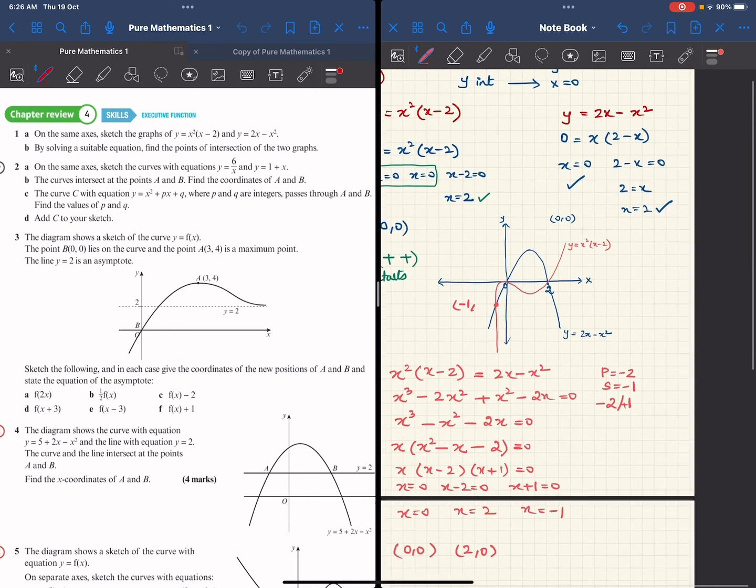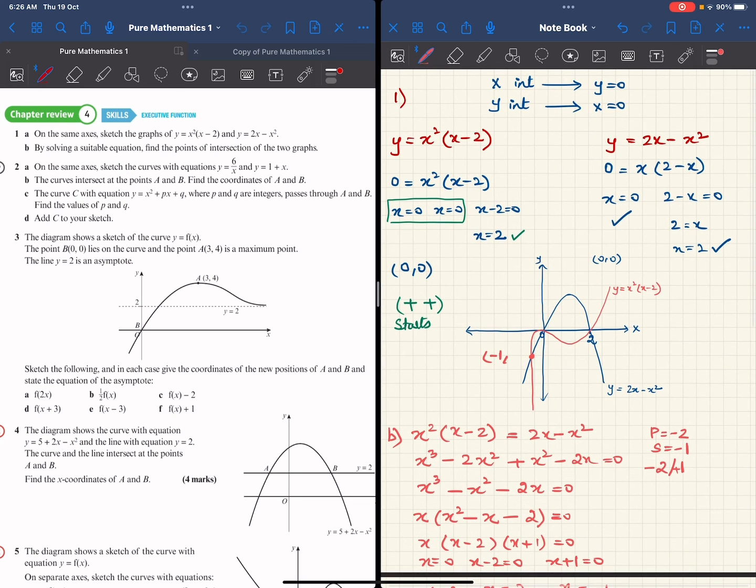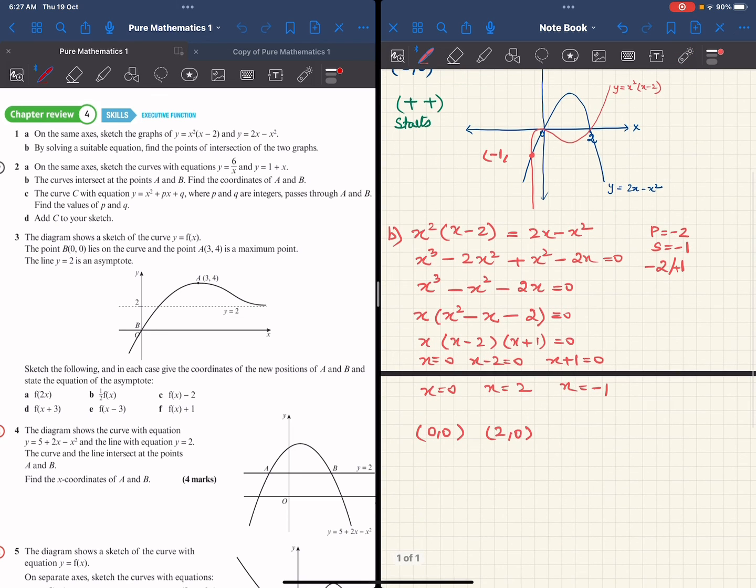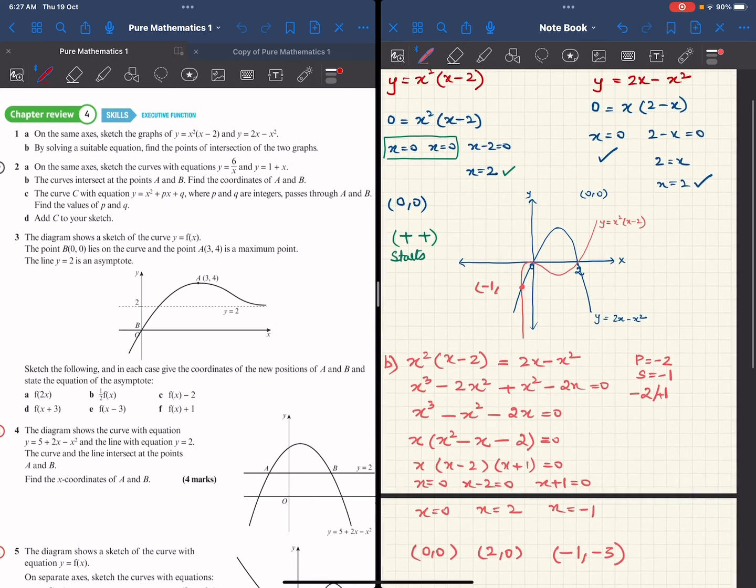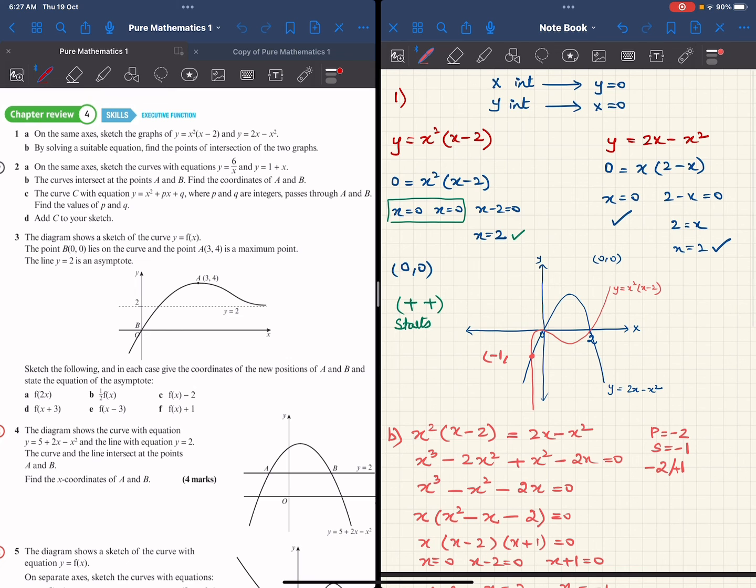We can find its y coordinate by plugging in x is equal to negative 1 into this equation, or we can do it in this equation also. If I plug in negative 1 to find the y value, I have 2 into minus 1, minus 2, minus the minus 1 squared, that is negative 3. So we get the point with x coordinate minus 1 and y coordinate negative 3, that is (-1, -3). And that answers the first question from the chapter review.